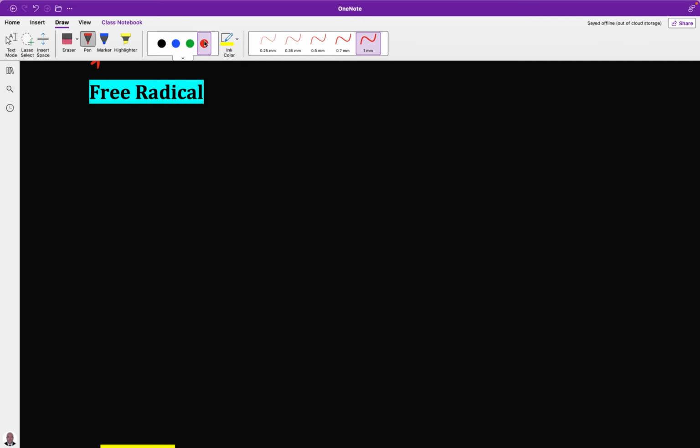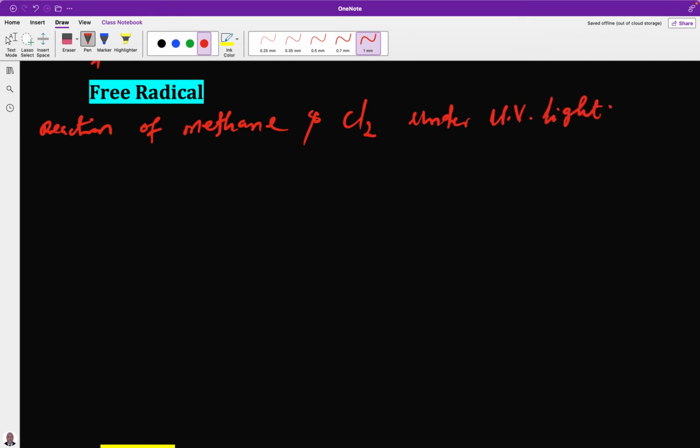Our free radical substitution reaction here will be the reaction of methane with chlorine in the presence of UV light. Reaction of methane and chlorine in the presence of UV light. That is where the source of energy for this fission comes.